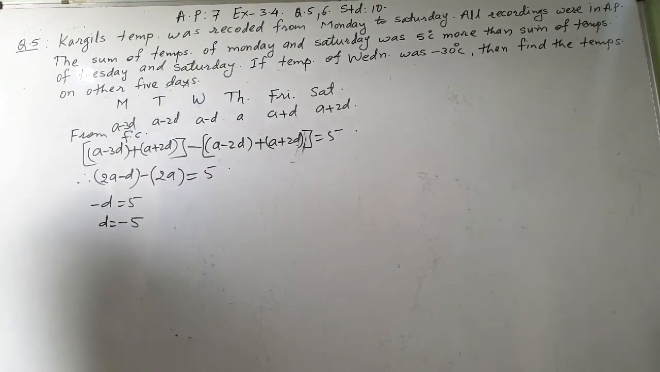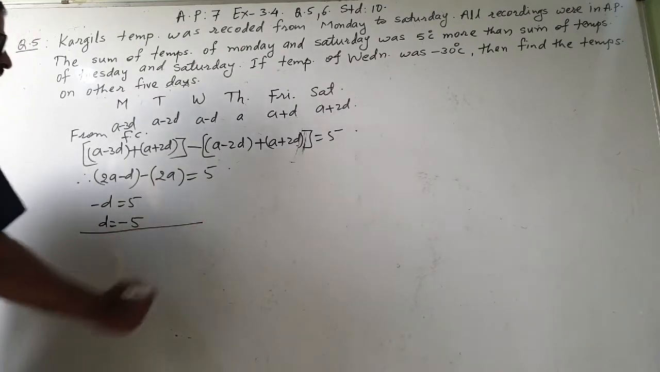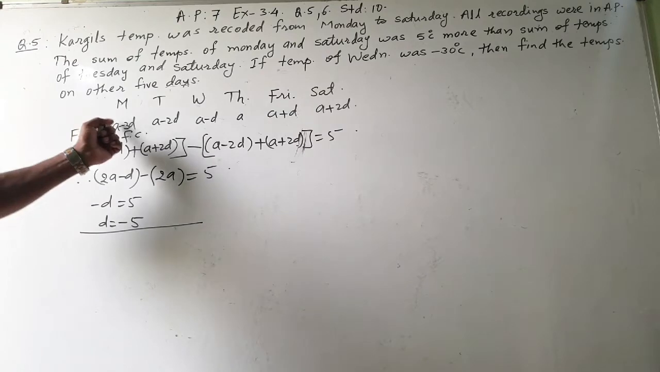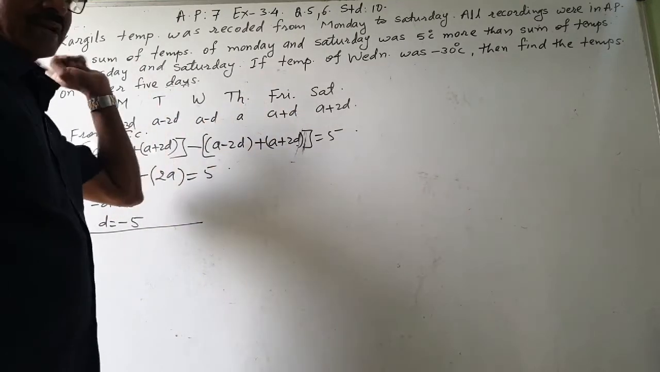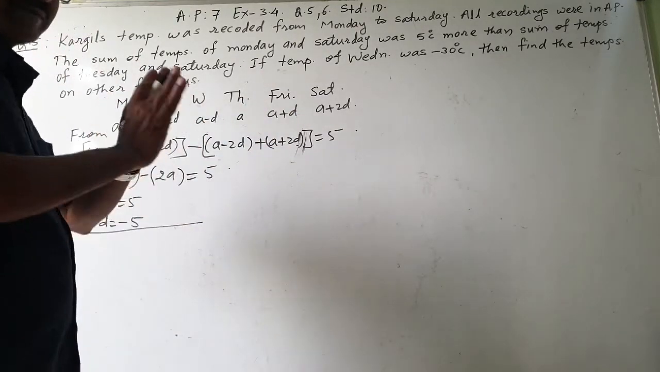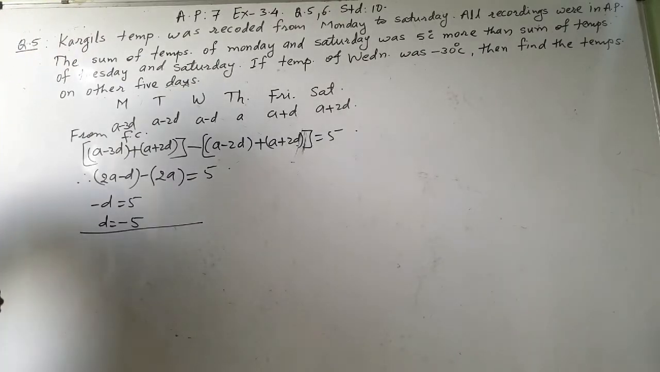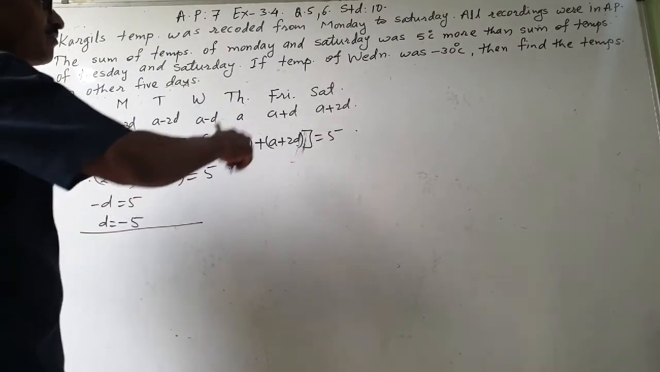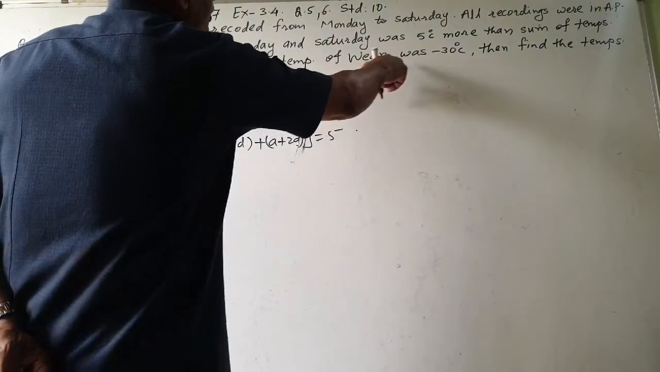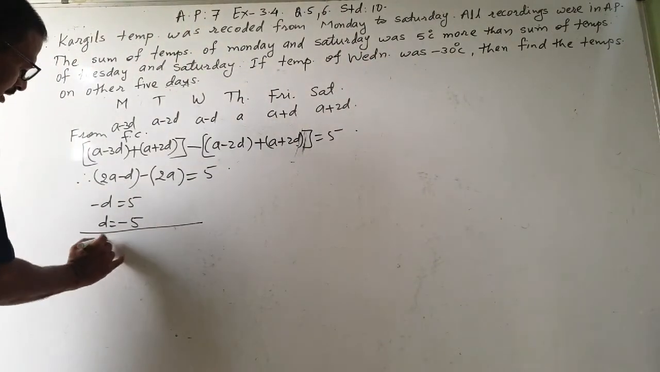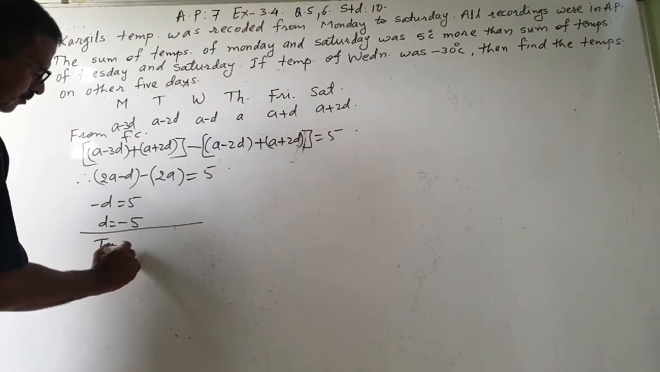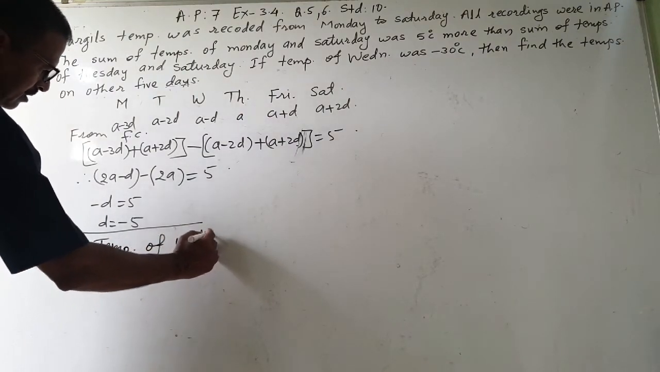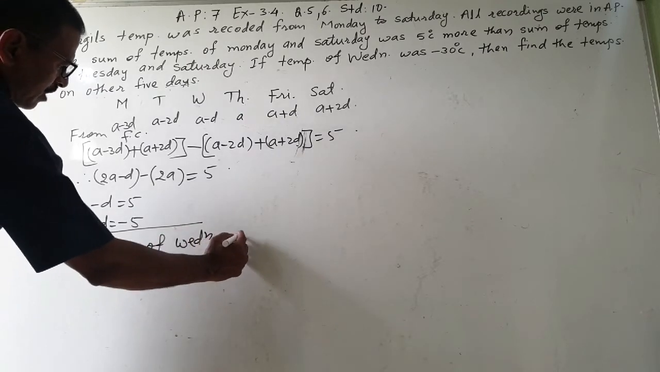These are the different ways of approach. Earlier it was 1. So what you are assuming, accordingly your D will come. But the overall answer would be same. Don't worry about this. Now temperature of Wednesday is equal to minus 30.